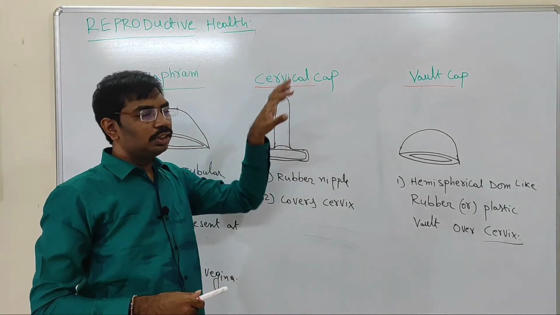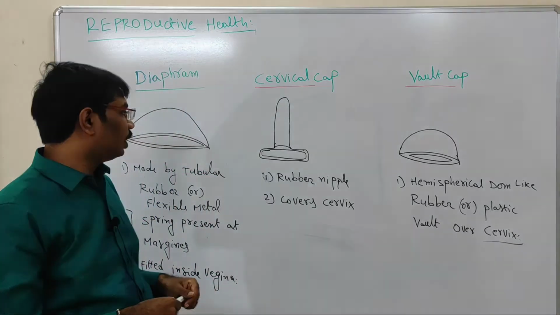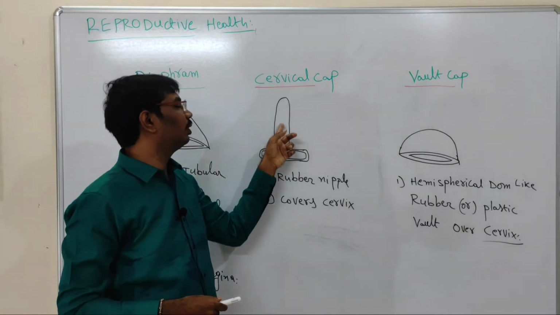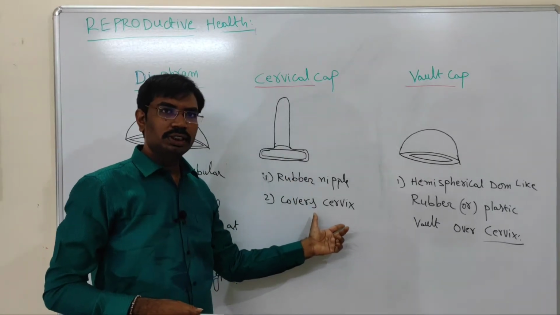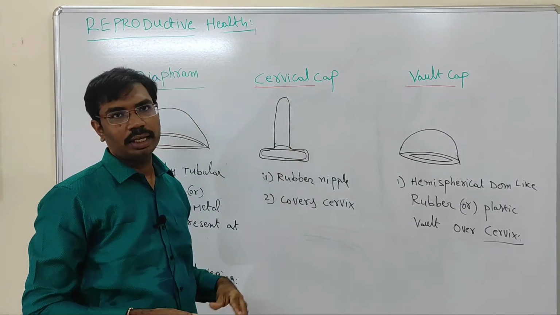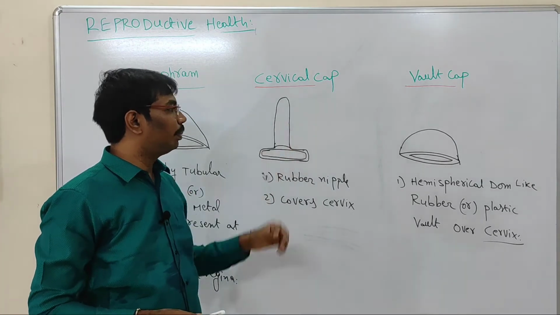Another one is the cervical cap. You see here, it contains a rubber nipple and it covers the cervix. The cervix is covered by the cervical cap, and it contains the rubber nipple.